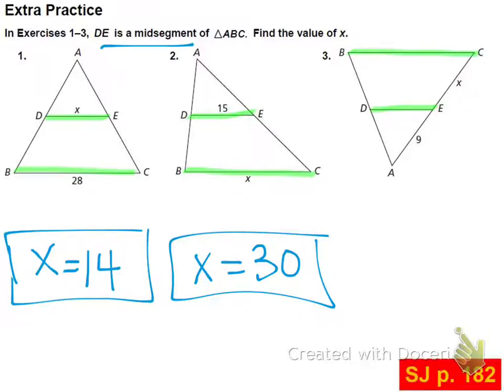This next one, however, can anybody tell me what X will be? Reagan? 9. How'd you know it was 9? Because DE is parallel to AE. Oh wait, no. DE is equal to AE. Oh, DE is, no? DE is parallel to EC. Okay, so why do you think it's 9? It's the mid-segment, so what does that mean to me? It connects both midpoints. So she gave the right reason. It is 9.